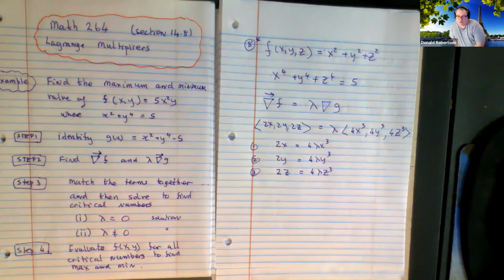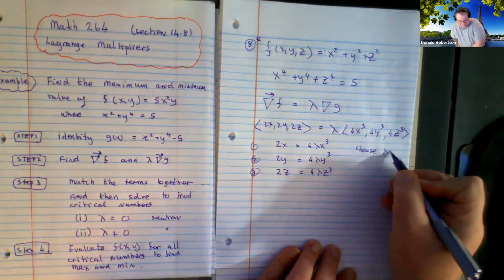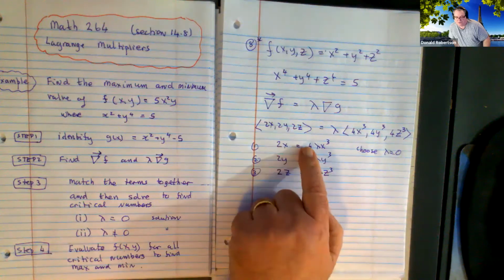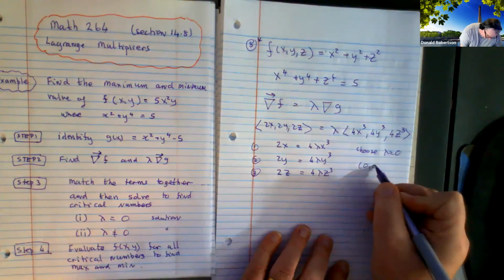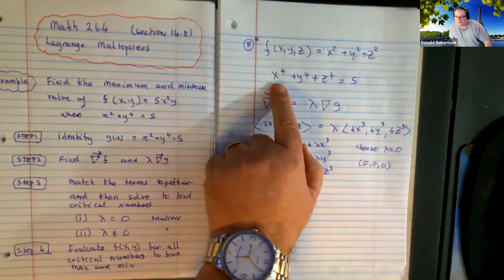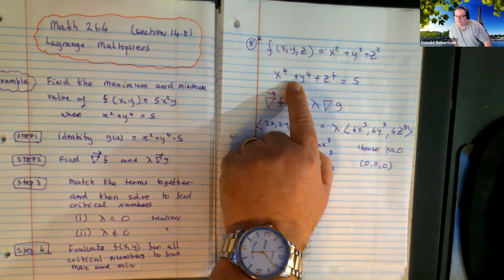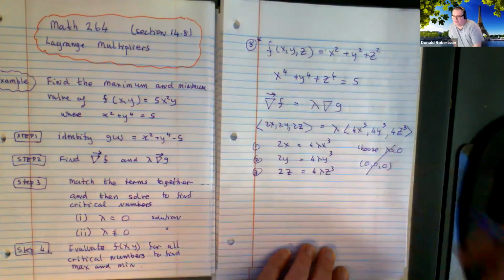Can I go for the special case that we have to deal with, and that is lambda equals 0. Guess what? There's not going to be a surprise here. If lambda equals 0, doesn't 2x equals 0, 2y equals 0, 2z equals 0? So we get a possible critical number of 0, 0, 0. Does 0, 0, 0 work for this constraint? No, right? 0 squared plus 0 to 4 plus 4 isn't 5. So not usable, done.